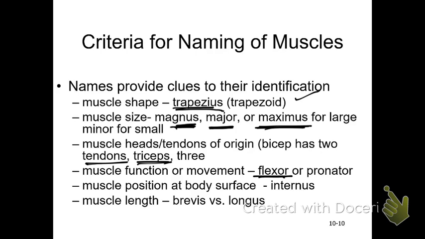Some muscles will be named because of where their location is. There are some muscles that have internus in their name. Others are named after their length. Very long muscles maybe have the word longus in their name, and very short muscles would have brevis in their name. So again, be watching for and focusing on these prefixes and suffixes and root words. They will help you in naming and understanding the muscles.